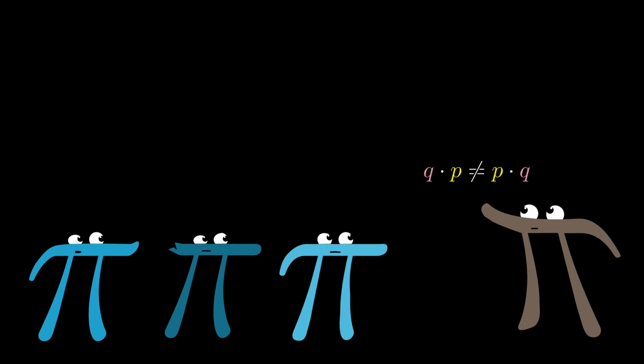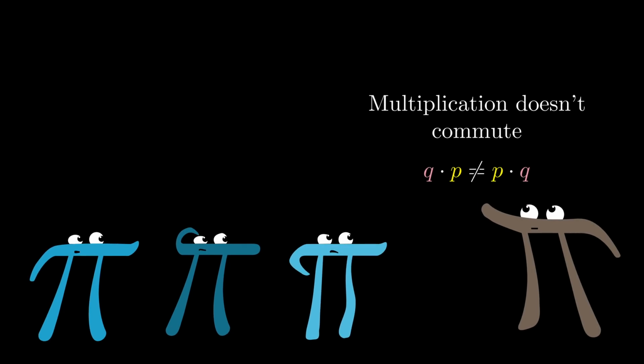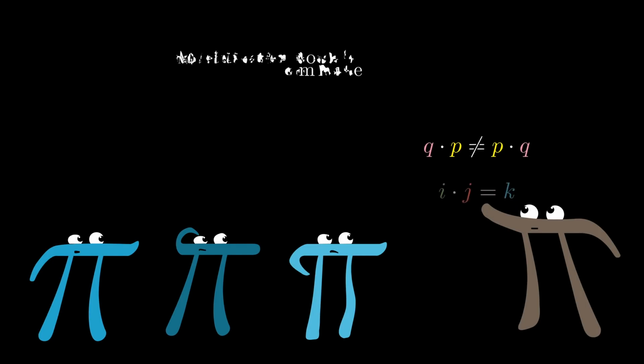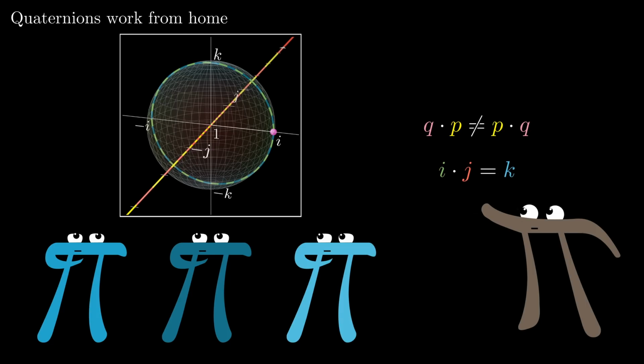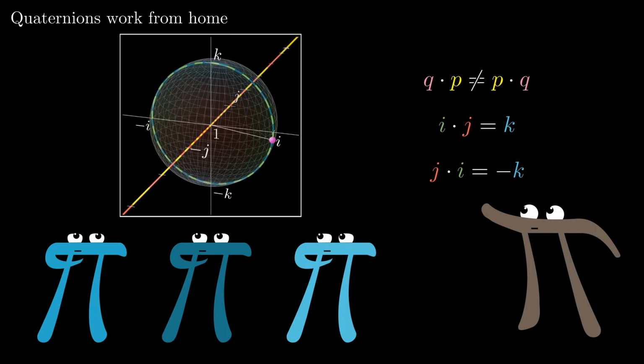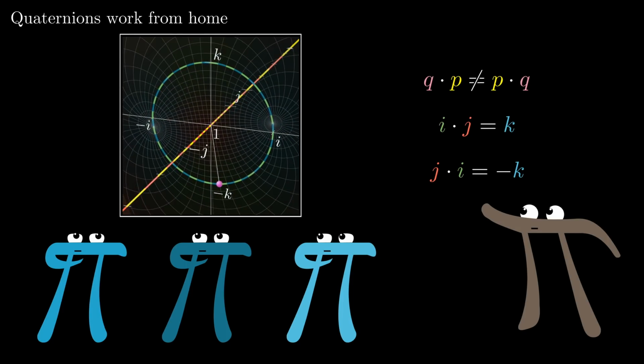One thing worth noticing here is that order of multiplication matters. It's not, as mathematicians would say, commutative. For example, i times j is k, which you might think of in terms of i acting on the quaternion j, rotating it up to k. But if you think of j as acting on i, j times i, it rotates i to negative k.